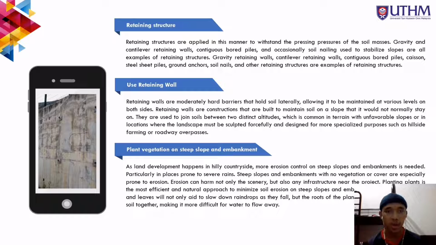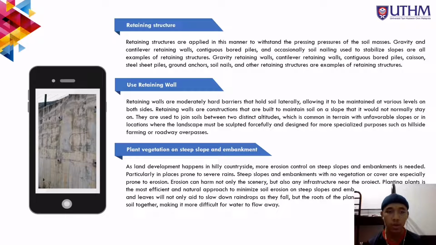First one, retaining structure. Retaining structures are applied in this manner to withstand the pressure of the soil masses. Gravity and cantilever retaining walls, contiguous bored piles, and occasional soil nailing used to stabilize slopes are all examples of a retaining structure. Gravity retaining walls, cantilever retaining walls, contiguous bored piles, Caisson steel sheet piles, ground anchors, soil nails, and other retaining structures are also examples of retaining structures.